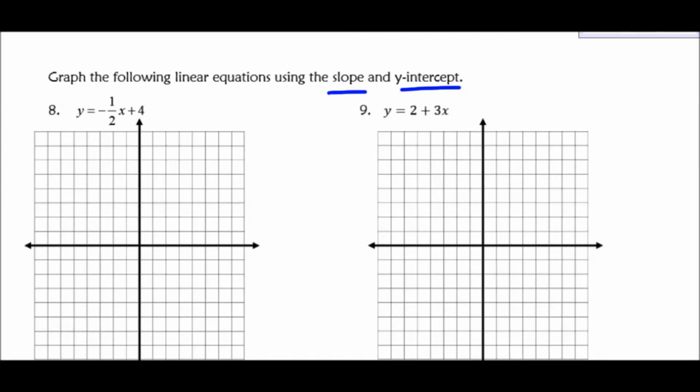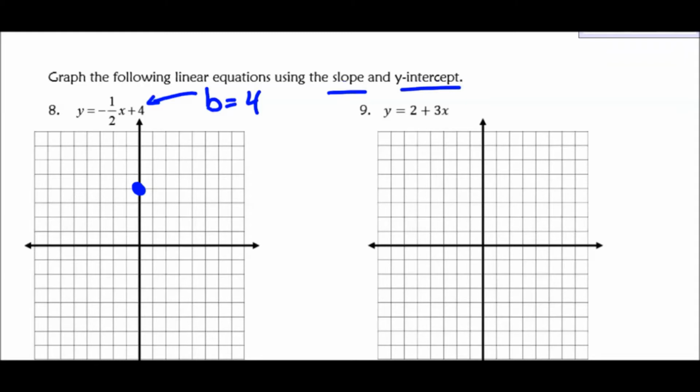Always start with the y-intercept. Wherever the y-intercept is, that tells us where our graph starts, where it hits this y-axis. So I see that my b equals 4. That's the first point on this graph. (0, 4) is where this graph starts.